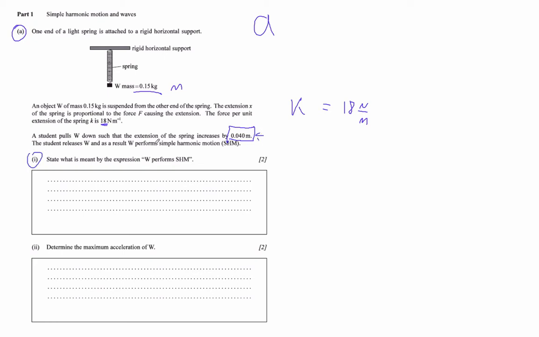Okay, so state what is meant by the expression that the mass performs simple harmonic motion, right? It oscillates back and forth, right? That's one thing. So it goes up and down, and there's a force proportional to the distance, directed toward the equilibrium, right? There's an acceleration. The acceleration is also proportional to the negative x, right? So when the thing is down, it's accelerating up. When it's up, it's accelerating down. There's only 2 marks there, but that's the sort of thing we're looking for.